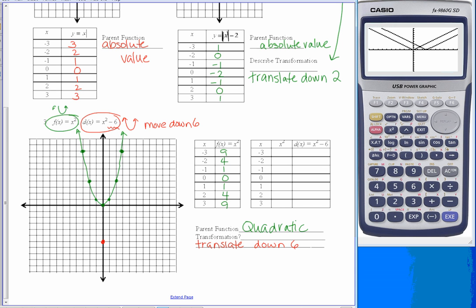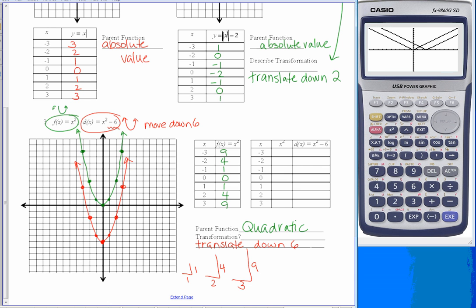The shape of my graph was 1 squared was 1, so I go over 1, up 1 in either direction. 2 squared was 4. So from my origin, my new anchor point down here, I go over 2, up 4, and I put my next point. 3 squared is 9. So from my anchor point right here, I'm going to go over 3, and then go up 9. Now I'm going to connect this with a nice smooth U shape. Arrows on both ends.